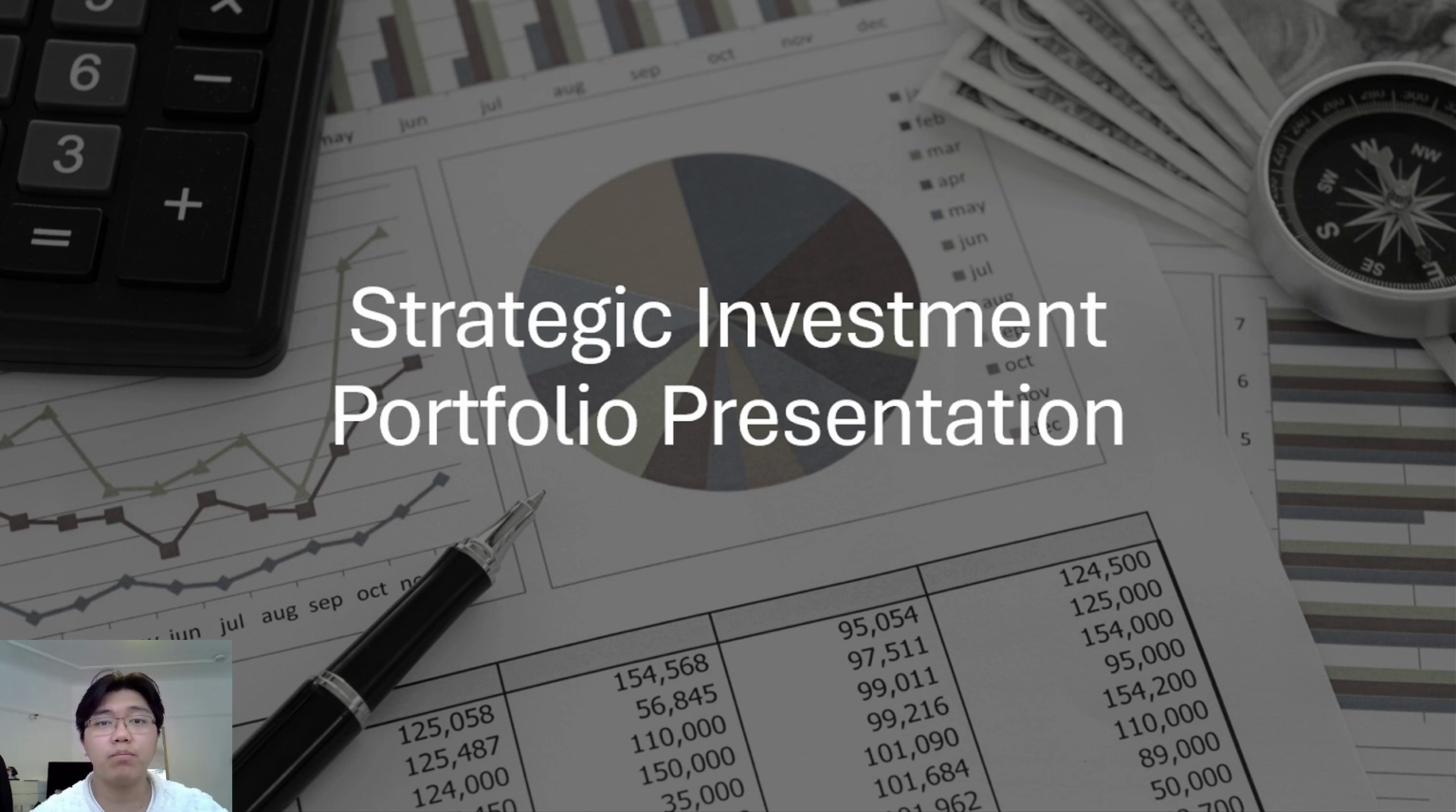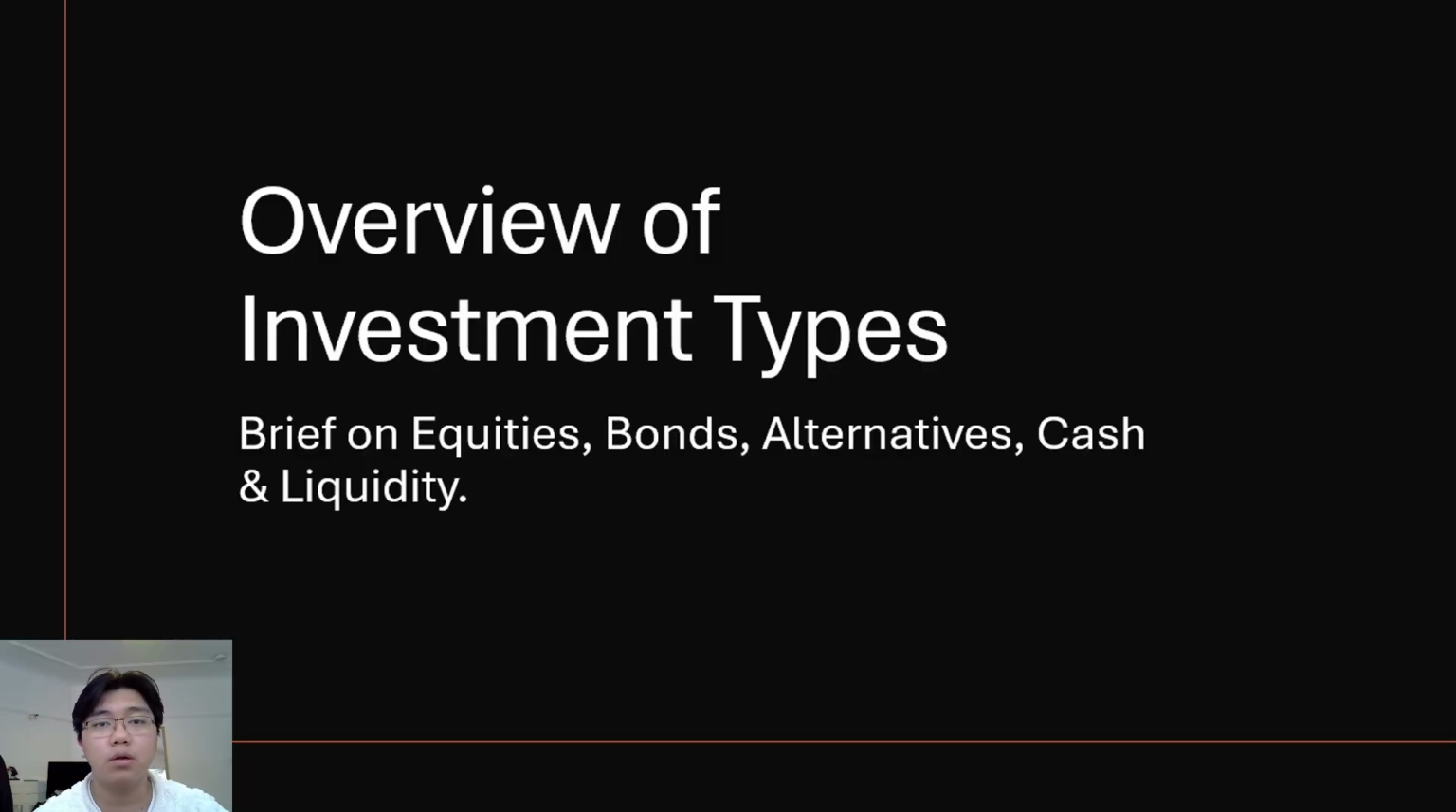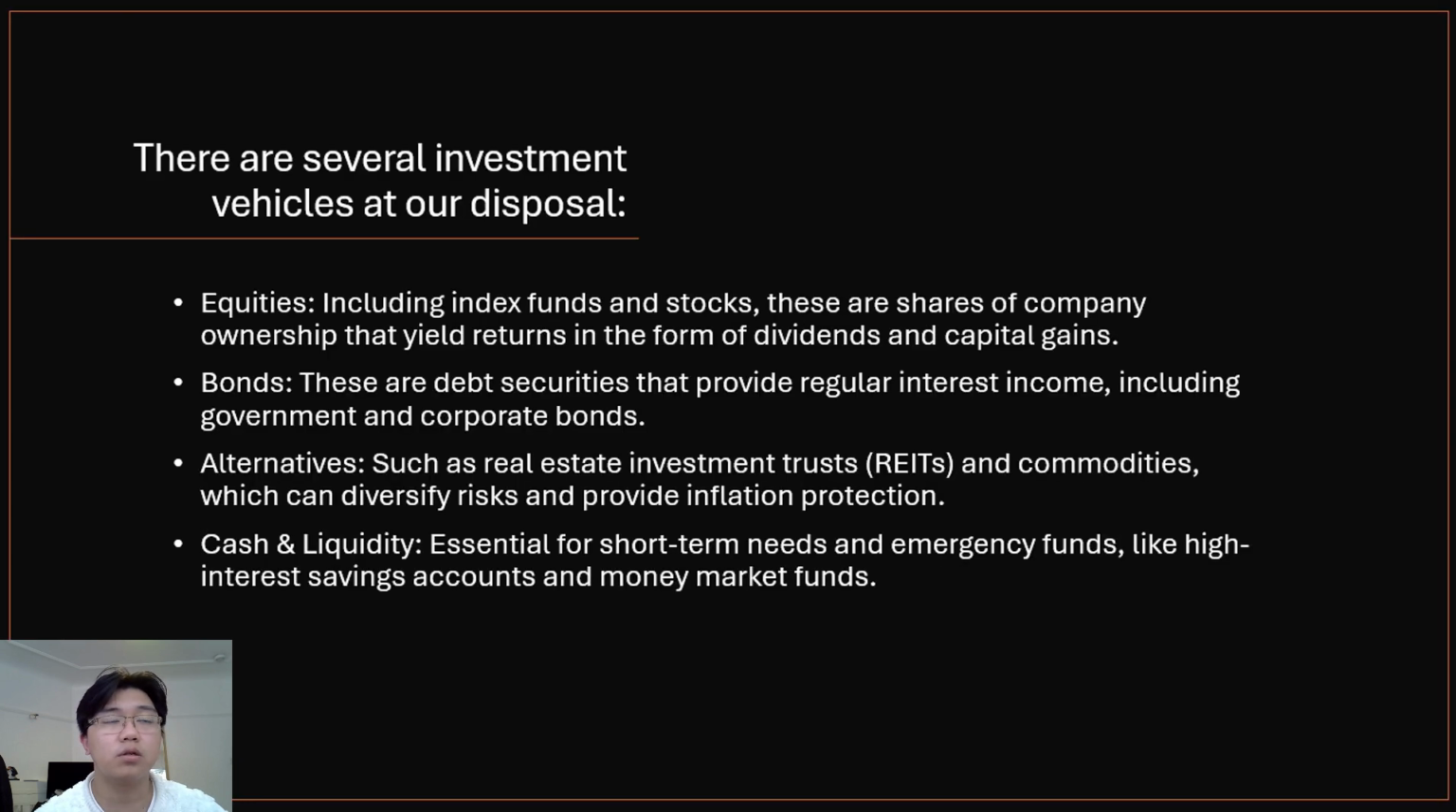Today, I will be presenting a carefully tailored investment portfolio designed to optimize your recent inheritance of £100,000. We will focus on achieving a balance between liquidity and growth, managing risk effectively, and understanding the tax implications of each investment type. Let us start with a quick overview of the different types of investments available. There are several investment vehicles at our disposal.